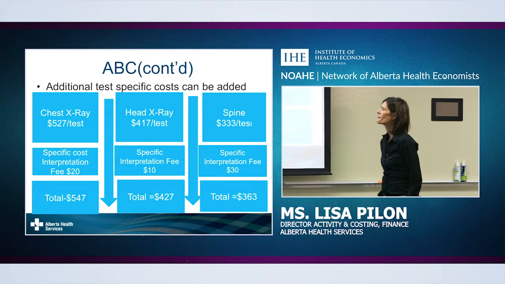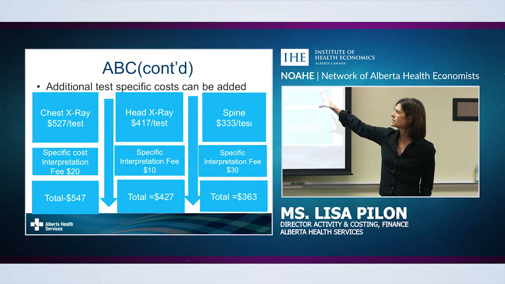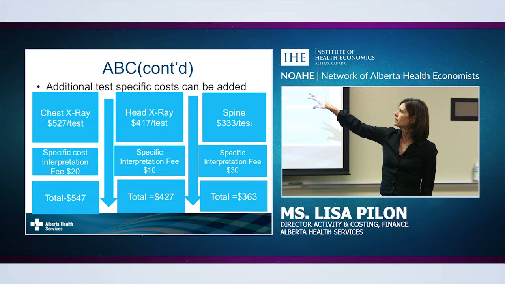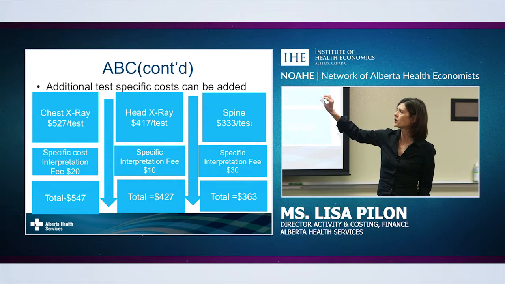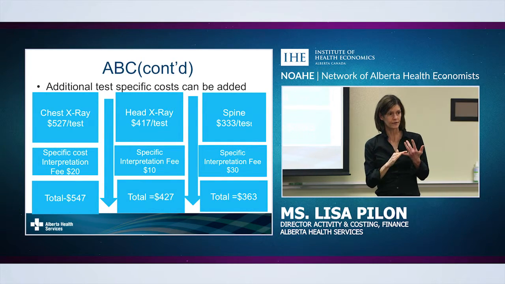Now, with activity-based costing, on top of that, and again, I'll clean up the top boxes there. But for the chest x-ray, head x-ray, and spine, for example, you might come to a cost per test. So now we've gotten a little bit more granular. We actually have a different cost for each type of test. But then on top of that, you could also have very test-specific types of cost.